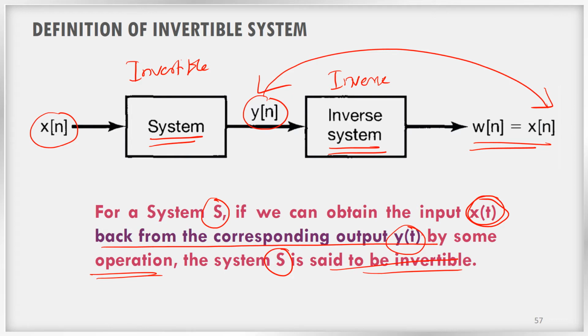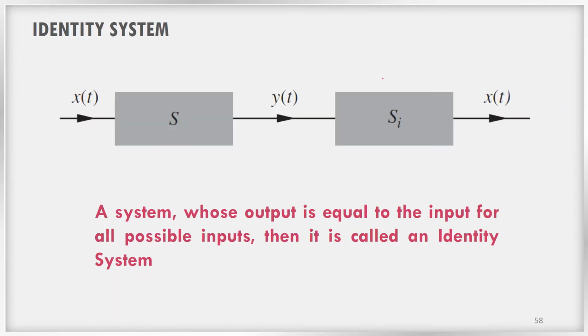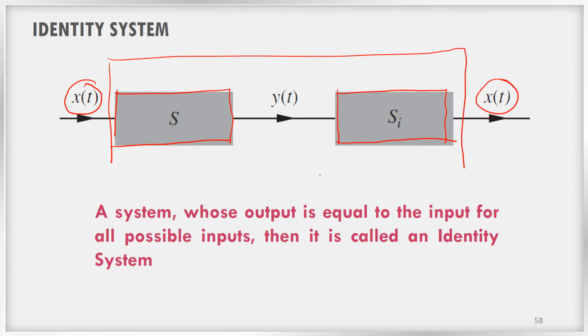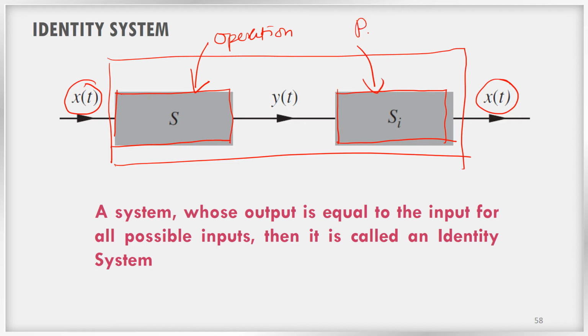Okay. So what happens if you connect a system and its inverse system? Here we have a system connected to an inverse system, right? If you connect two of them in a cascaded manner like this, whatever input you give will be the output, because whatever operation is performed by the first system is reversed by the inverse system. So you will get the same input as the final output.